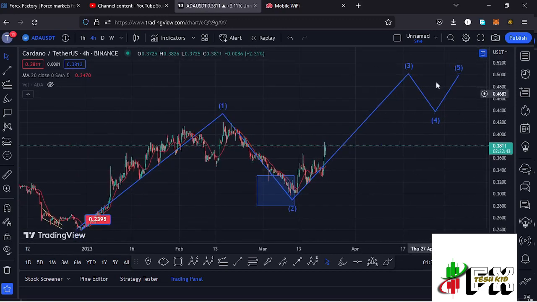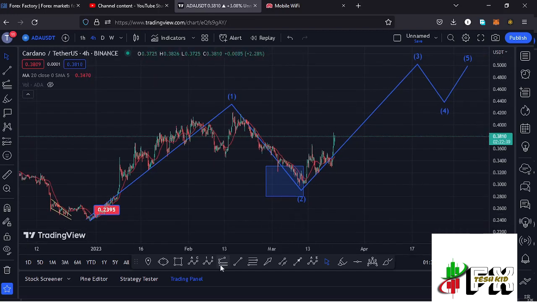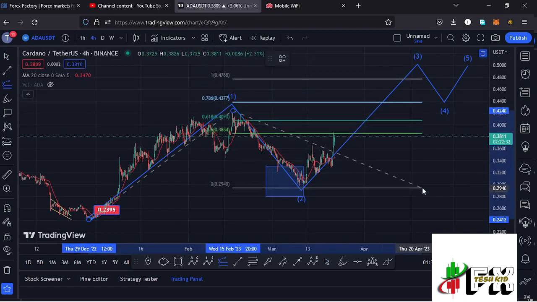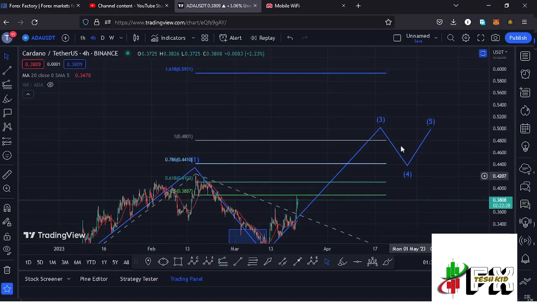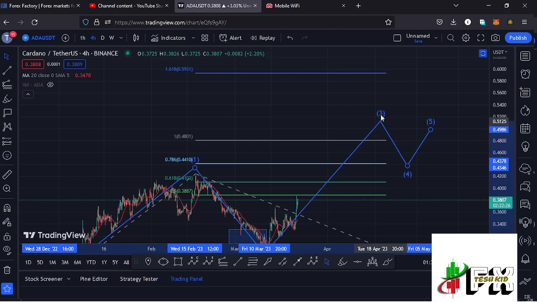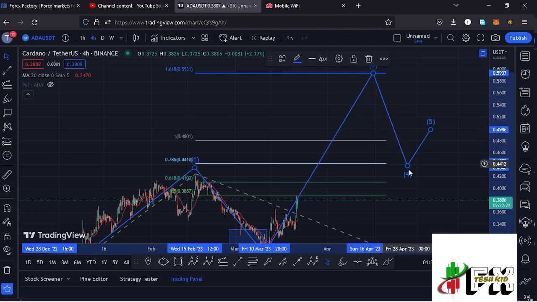Allow me to first sketch out a target area to the upper side in the formation of this wave 3, which is now my primary scenario, by connecting the trend-based Fibonacci from the low of the first wave to the high of that wave 1, then dragging the Fibs to the low of the second wave. That gives me a minimum target area to the upper side in the formation of that wave 3 at the Fib level 1.618, and that is at around the $0.5931 mark.